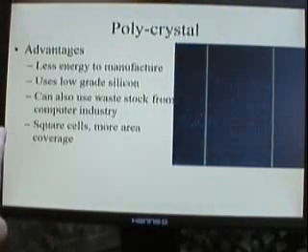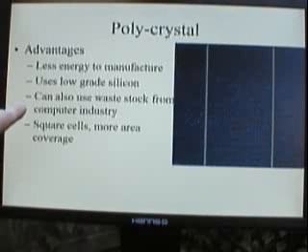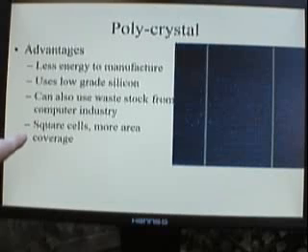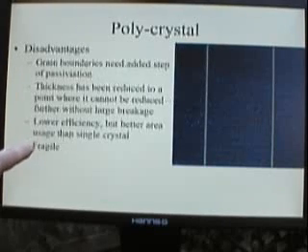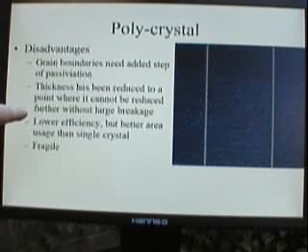Polycrystal has similar advantages, but it takes less energy to manufacture, uses a lower grade silicon, can again use computer industry's stock, and is square as opposed to round. The disadvantage is that it is less efficient because of grain boundaries. The thickness has been reduced to a point where it will cause breakage in the future if not really addressed properly. It has a low efficiency, and again, it's fragile.